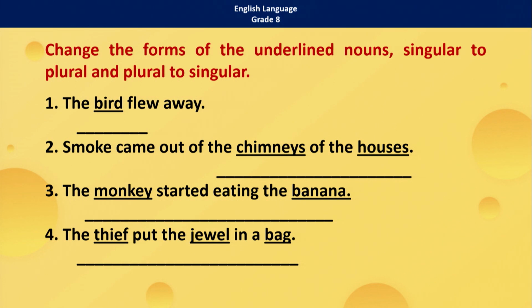First one, the bird flew away. Underlined word is bird. It is singular. So make it plural. So it should be birds. Of course. Number 2, smoke came out of the chimneys of the houses. Underlined words are chimneys, houses. Chimneys become chimney. Yes. Houses become house.